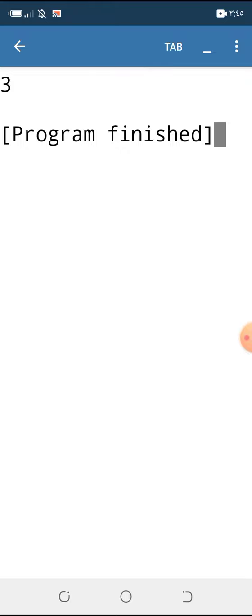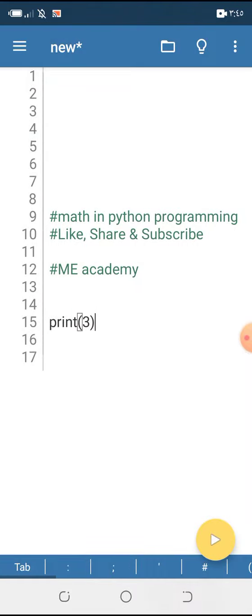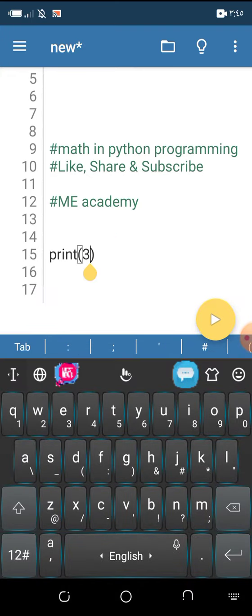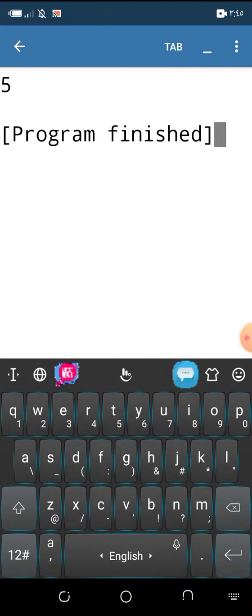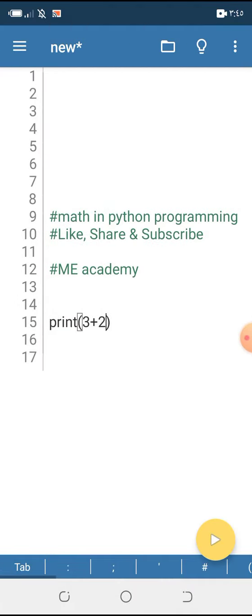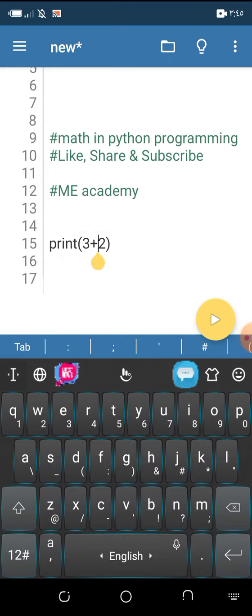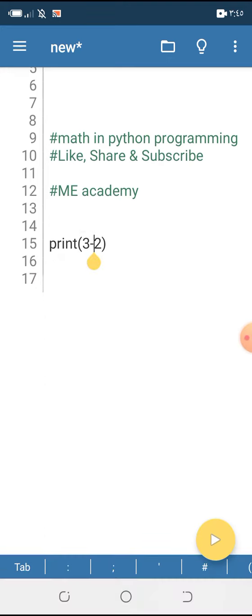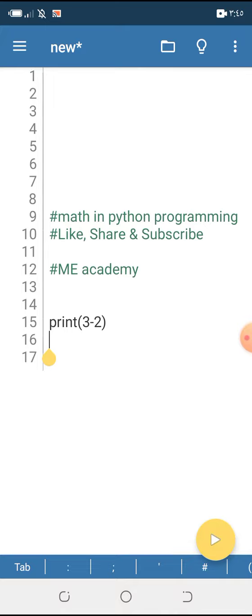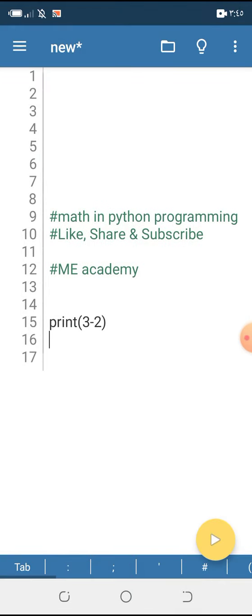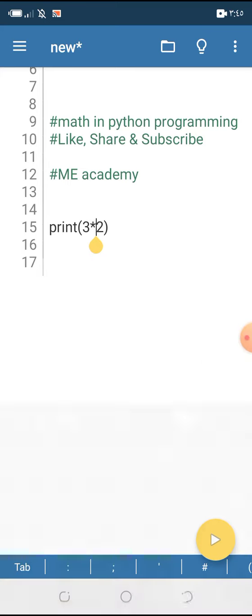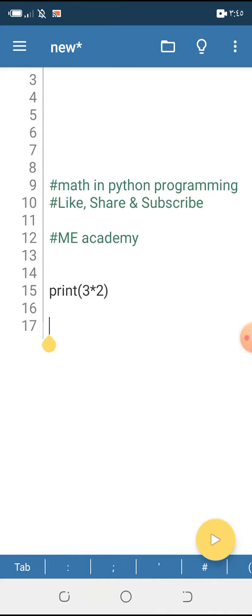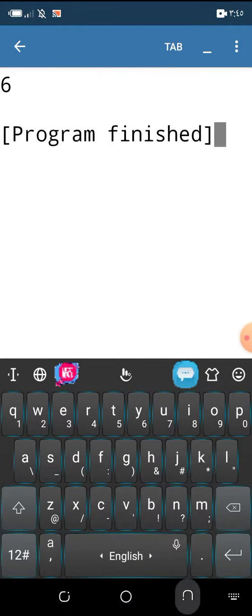This is the output, 3, on the screen. And if I want to add 3 plus 2, it will print 5. That is the addition operation. And if I want to write 3 subtract 2, the output is 1. This is the subtraction. And if I want to multiply 3 and 2, the output will be 6.